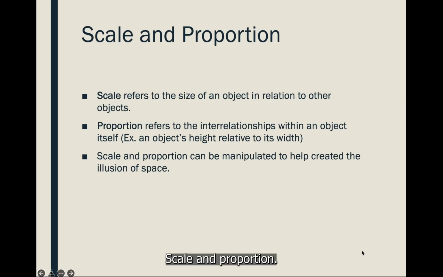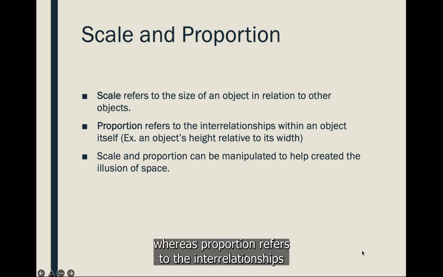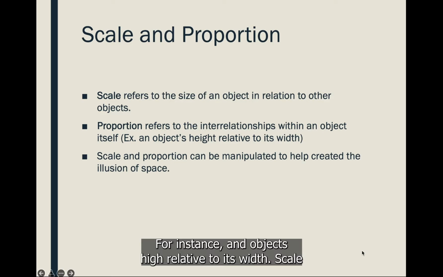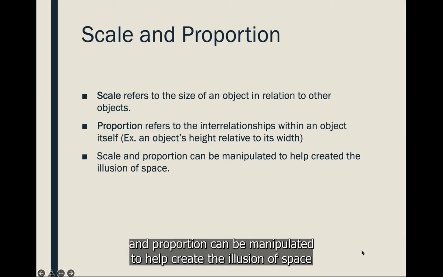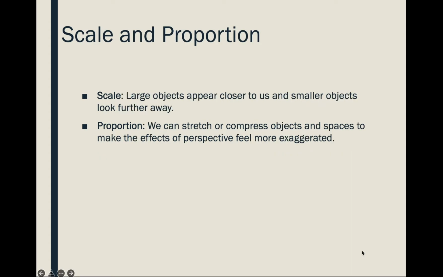Scale and proportion. Scale refers to the size of an object in relation to other objects, whereas proportion refers to the interrelationships that exist within objects themselves. For instance, an object's height relative to its width. Scale and proportion can be manipulated to help create the illusion of space whenever we're working in perspective.